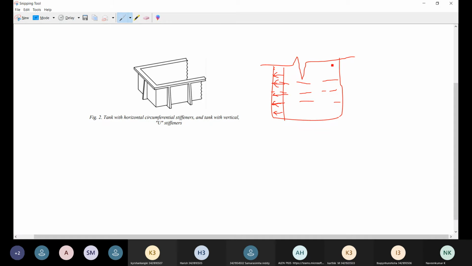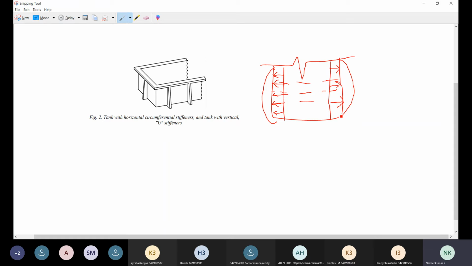Similarly, the load will be applied on the wall like this. Horizontally, the wall will be subjected to some intensity of the load action. Due to this application of the load, the buckling will happen like this. The length of the water tank may be reduced due to this action.